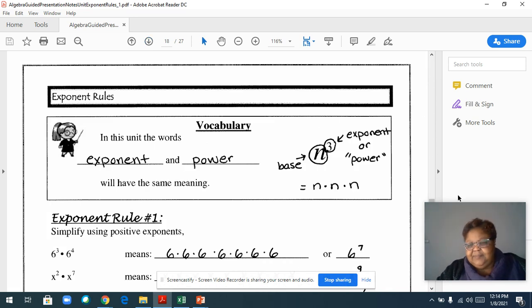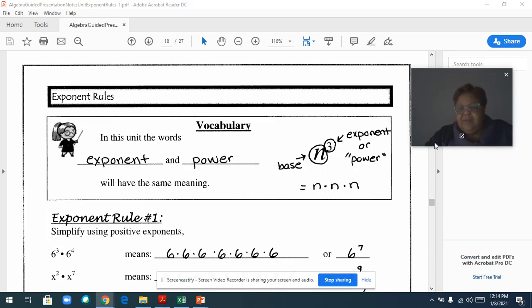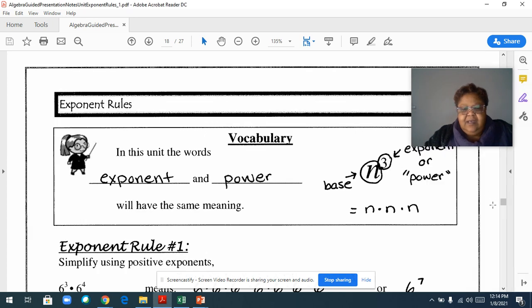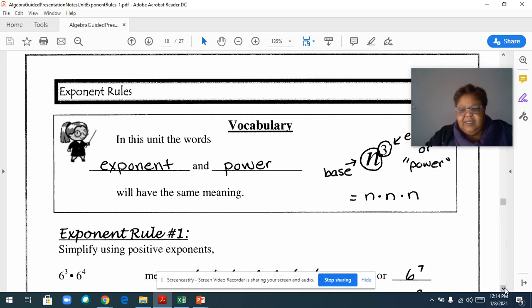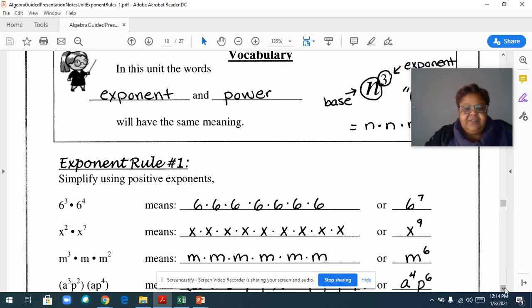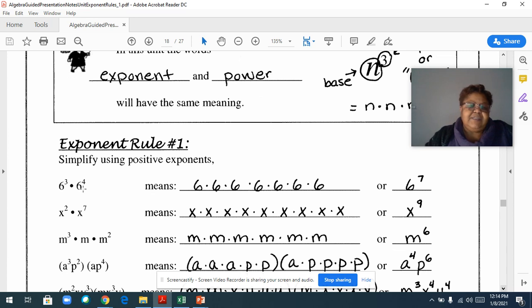Okay, now we're back. So exponent and power, they mean exactly the same thing. Again, this is the base and this is the exponent. Exponents are repeated multiplication. So in this case, we have 6 to the third power times 6 to the fourth. So 6 to the third power means 6 times 6 times 6. Y'all see where I am? And then 6 to the fourth power, that's 6 times 6 times 6 times 6. That's 6 multiplied by itself 4 times.